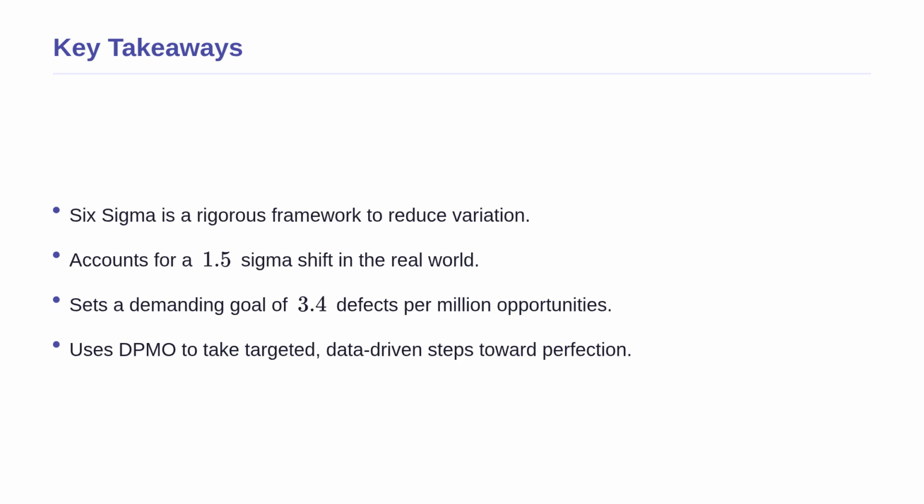Let us review the most important ideas we have covered today. First, 6 sigma is a rigorous statistical framework designed to reduce variation and eliminate defects. Second, by accounting for a 1.5 sigma long-term shift, it sets a highly demanding goal of just 3.4 defects per million opportunities. Finally, through careful measurement using metrics like DPMO, businesses can take targeted, data-driven steps to achieve near-perfect quality. You now have a solid understanding of the 6 sigma overview.